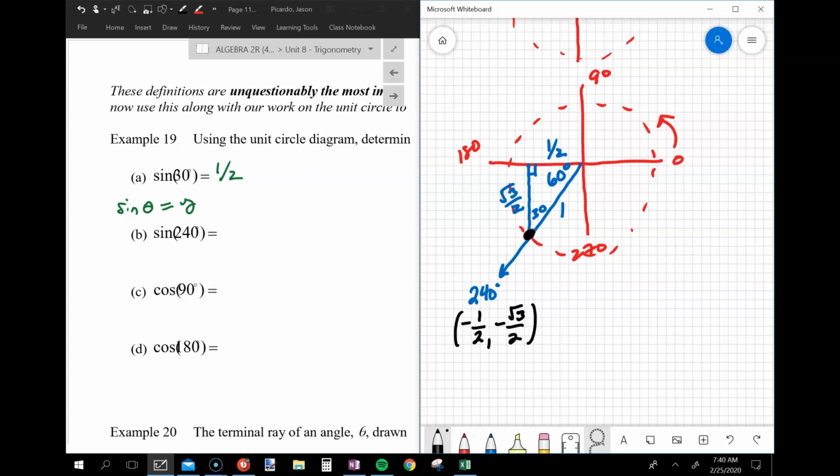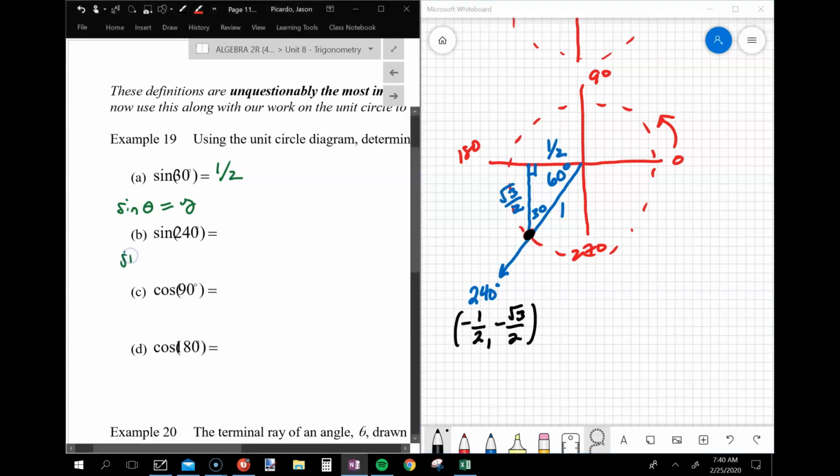And what did I say about sine? Sine is equal to the y value. Well, what's the y value here? Negative radical 3/2.